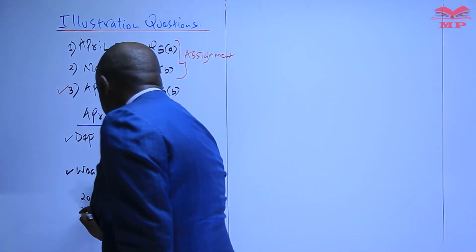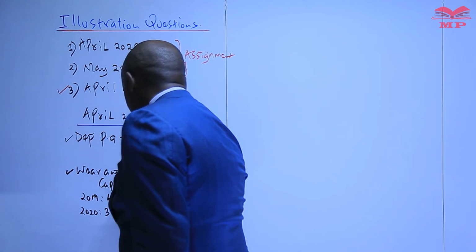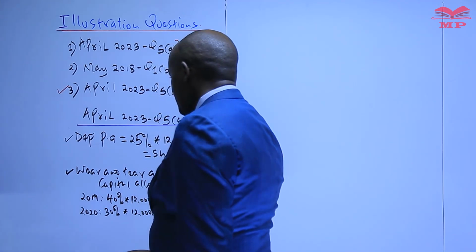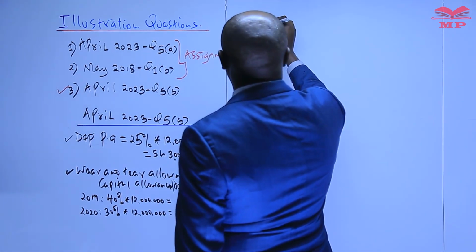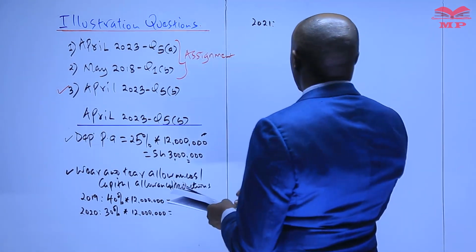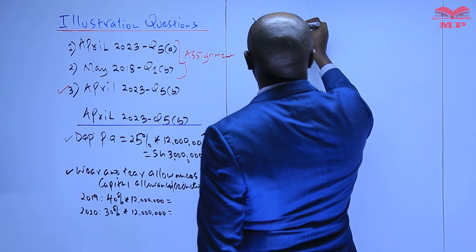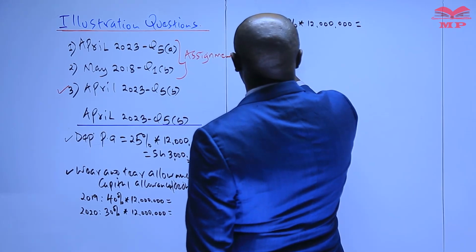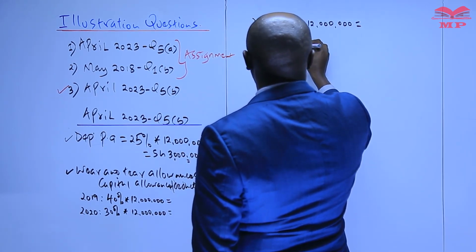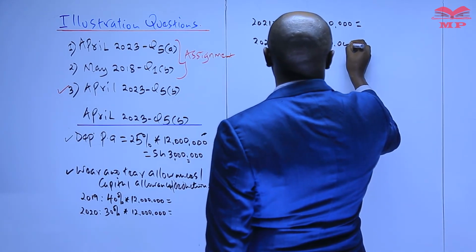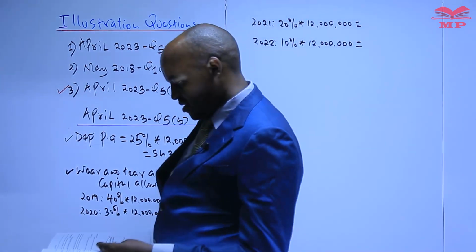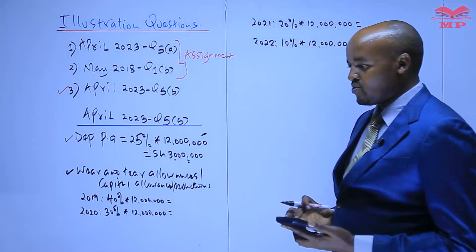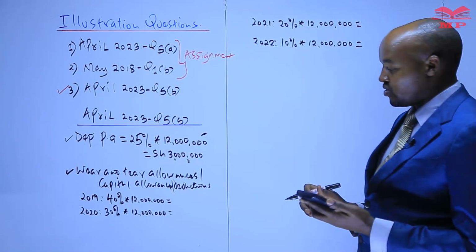In the year 2020, it is 30% of 12 million. And in the year 2021, the rate is 20% of the cost of the equipment, which is 12 million. And in the year 2022, the rate is 10% times 12 million. So we need to compute these capital allowances, because we need this information in computing what is required in Roman 1 and also Roman 2 of that question.